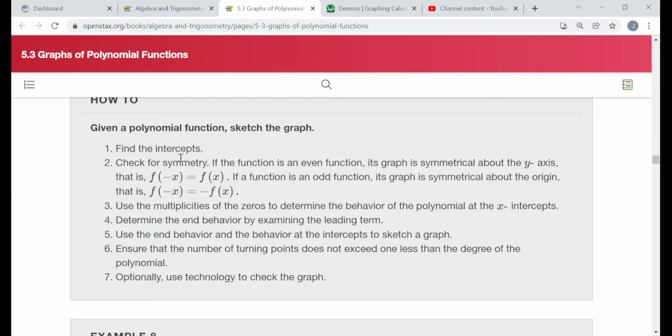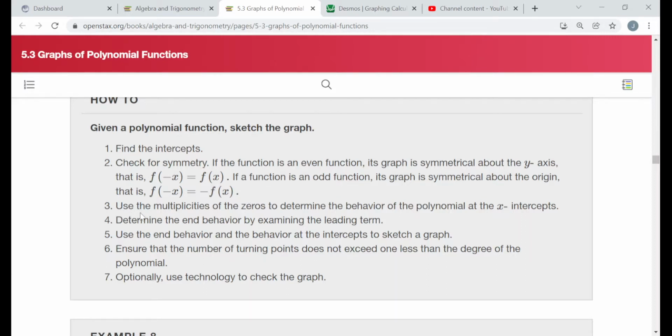First we're going to find the intercepts, the x-intercepts and the y-intercept. Then two, I usually don't do this, but I'll do it for you here because it's mentioned: check for symmetry. Is it an even function, does it have y-axis symmetry? Is it an odd function, does it have origin symmetry, or neither? It might have neither, but if you know it has a certain kind of symmetry, then it better look that way when you graph it.